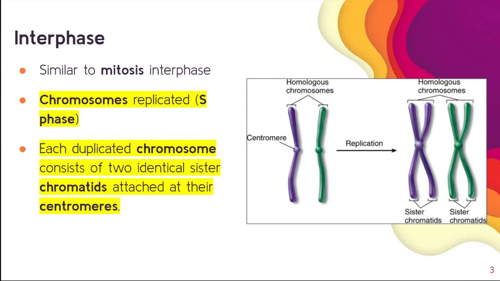So interphase, this is right above your chart. We're going to write really, really small. It's similar to mitosis in interphase. The chromosomes are replicated in S phase, just like interphase in mitosis, and each duplicated chromosome consists of two identical chromatids attached at their centromeres. And again, what I have in bold is the really important parts.